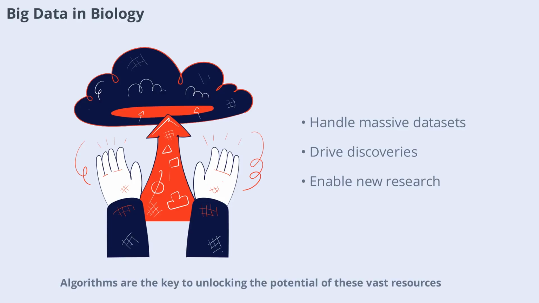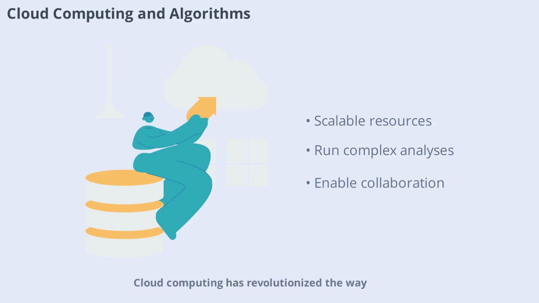Algorithms are the key to unlocking the potential of these vast resources. Cloud computing has revolutionized the way algorithms are used in biological research. By providing scalable computing resources, the cloud allows researchers to run complex algorithms on large datasets without needing their own supercomputers. This makes advanced analyses more accessible and enables collaboration across institutions and countries.